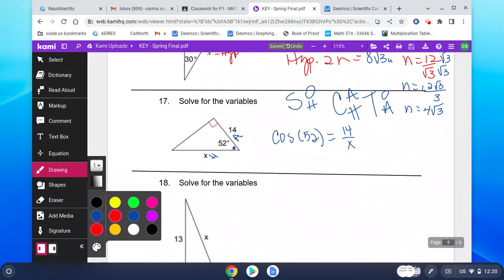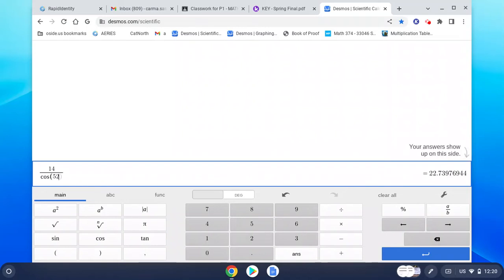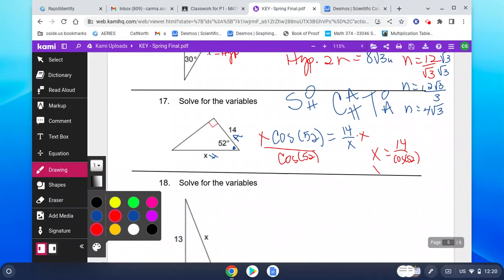And because it's got the variable on the bottom, it's going to be the one that divides. First, we multiply to get the variable up, and then divide by the cosine. So we're going to be doing in our calculator 14 divided by the cosine of 52. And we get 22.74 U for units.